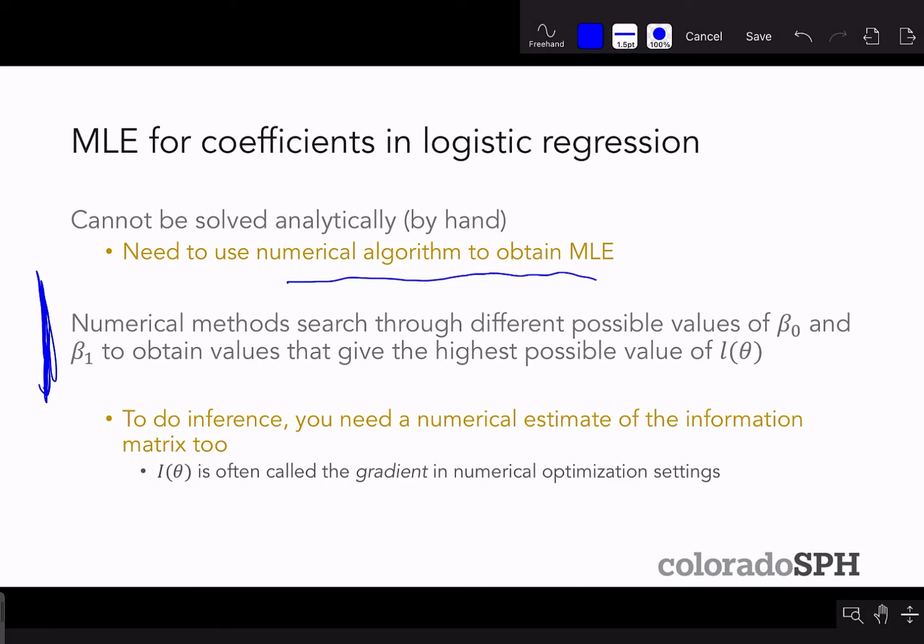And there are numerical algorithms, many of them actually out there, that allow you to do this. And what numerical methods for obtaining the MLE do is they search through all the different possible values of beta 0 and beta 1 to obtain values that give the highest possible value of the log likelihood.